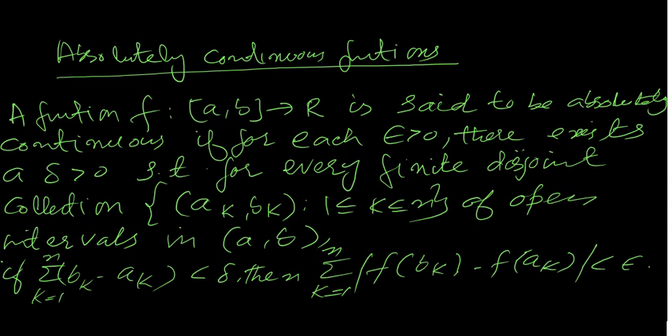So that means we can say that every absolutely continuous function is actually uniformly continuous, because it is true for every finite disjoint collection of open intervals, so we can choose a single interval, and by choosing a single interval we get the uniform continuity of f. So that's the next exercise. Every absolutely continuous function is uniformly continuous.